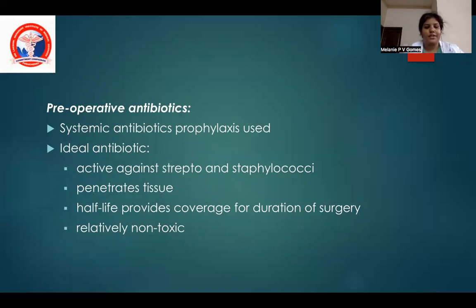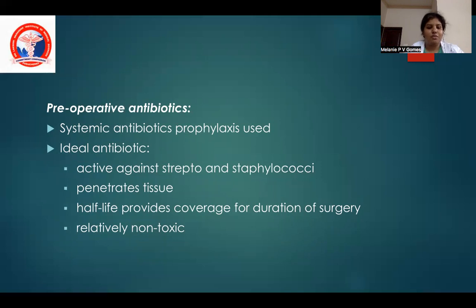Preoperative antibiotics. In developing countries, every operation is potentially infected or likely to be contaminated due to inadequate infrastructure. Hence, most Indian surgeons administer antibiotics for prolonged periods. Systemic antibiotics prophylaxis is used in implant surgery. The disadvantage of this approach is that one can miss signs of imminent infection.